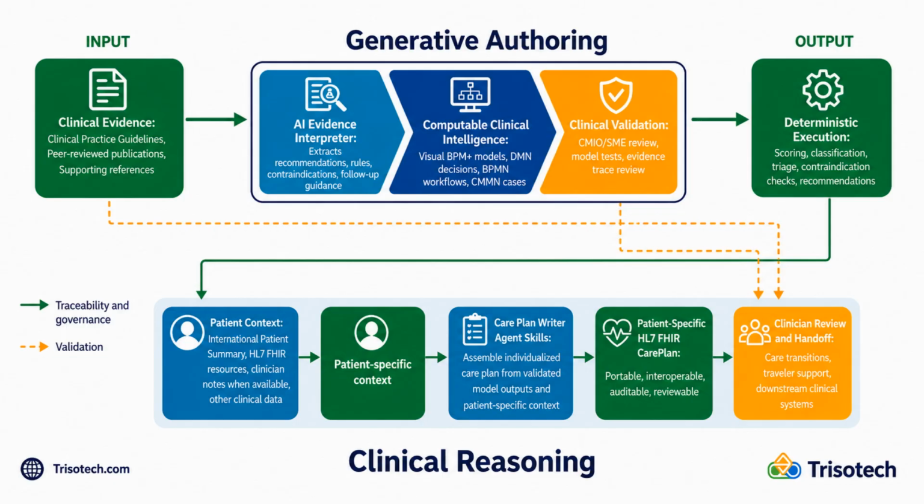Then, during the clinical reasoning phase, the patient's clinical context is applied. The deterministic model produces explainable results. Finally, the care plan writer agent uses those validated outputs to create a patient-specific HL7 FHIR care plan. Note that this architecture diagram was greatly simplified for ease of explanation and understanding.